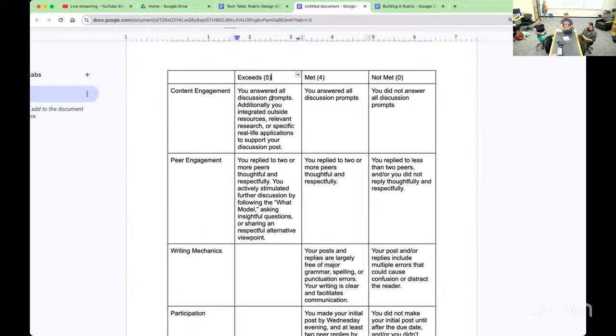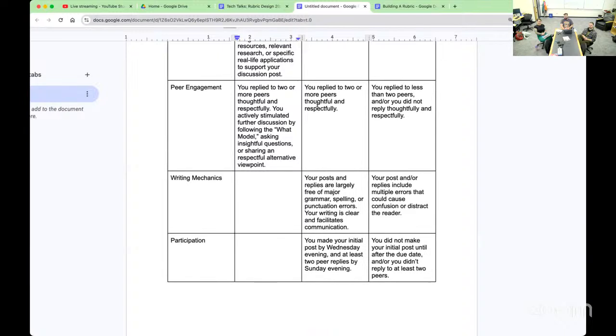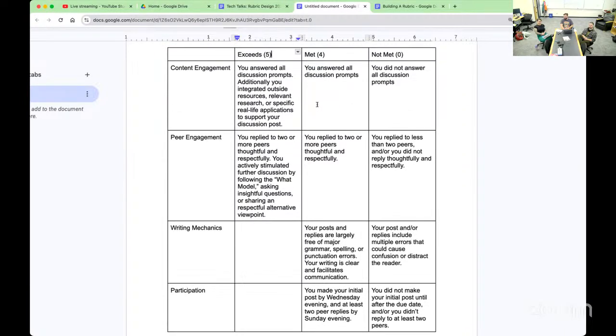For exceeds, you get a little bit more credit if you did those exceeding expectations observables. So with these criteria, this is a 20-point assignment.